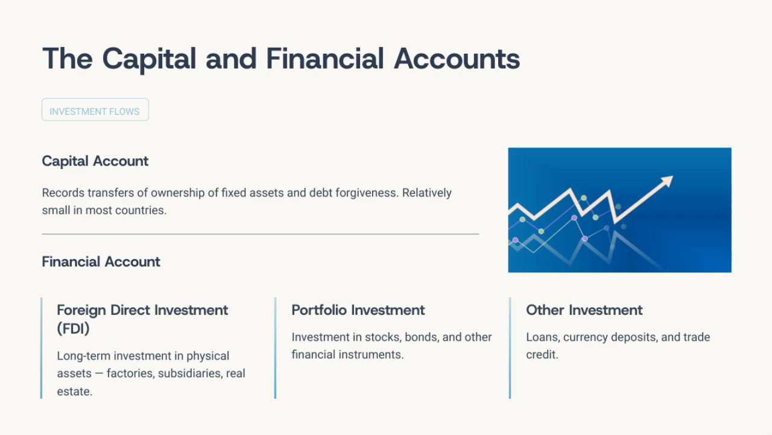Moving on to the financial account, this records transfers of ownership of fixed assets and debt forgiveness. It's generally relatively small within most countries, but still an important part of understanding overall capital flows. Finally, the capital account mainly tracks capital transfers and the acquisition or disposal of non-produced, non-financial assets. All these components together, covering loans, investments, and transfers, compose the overall capital and financial accounts. They help us see how countries finance their deficits or invest abroad, which is vital for understanding the global economic landscape and the interconnectedness of economies.